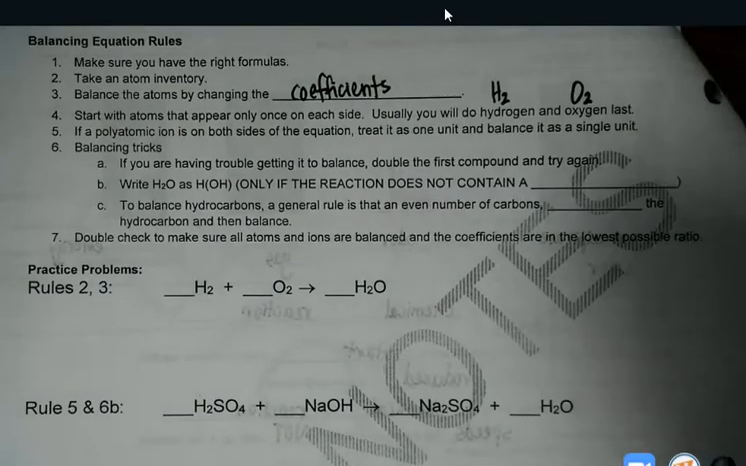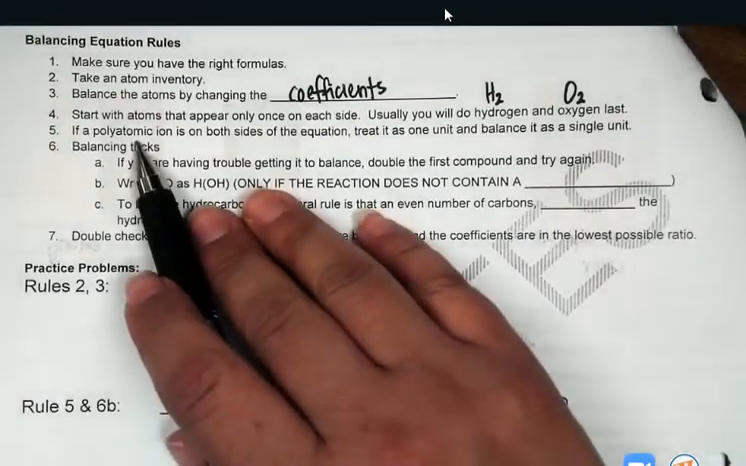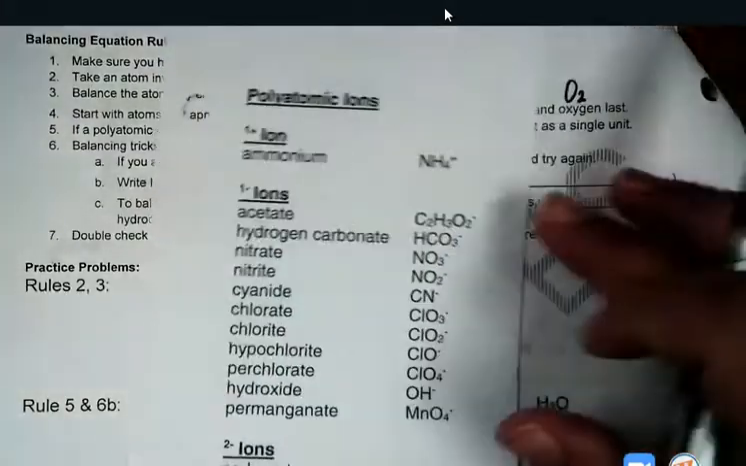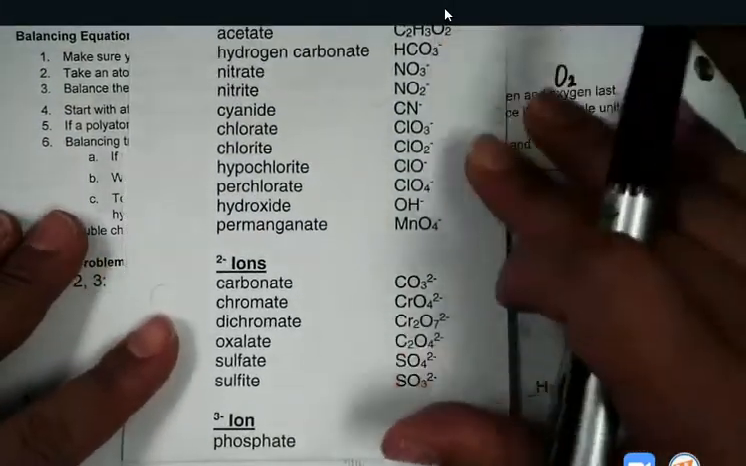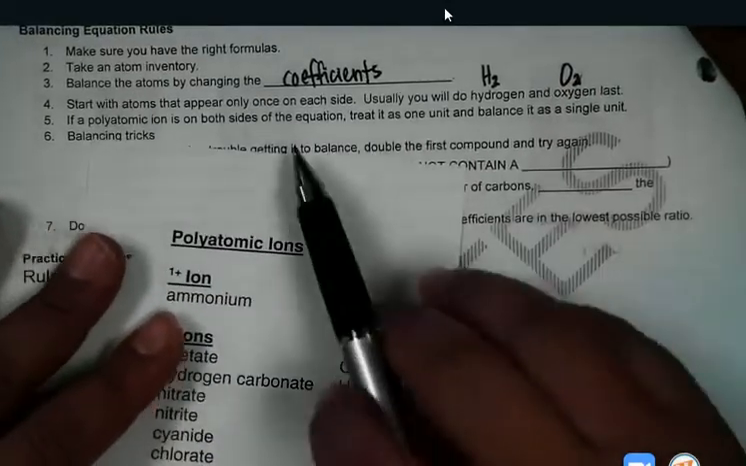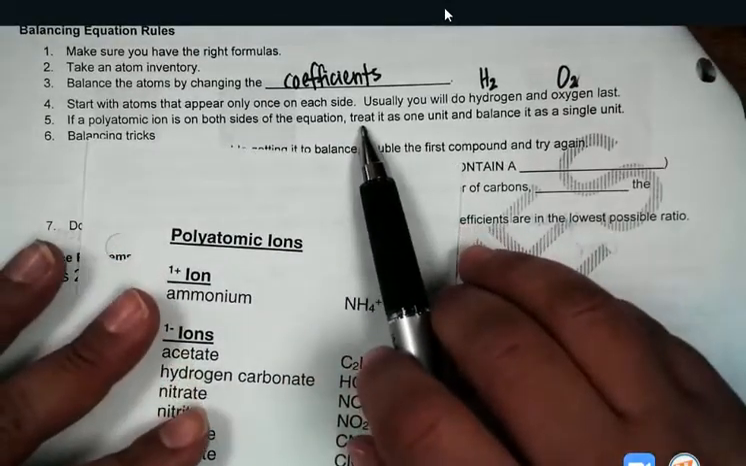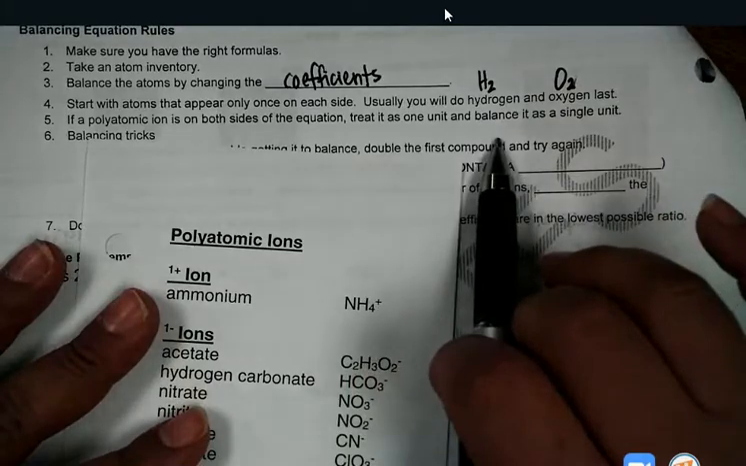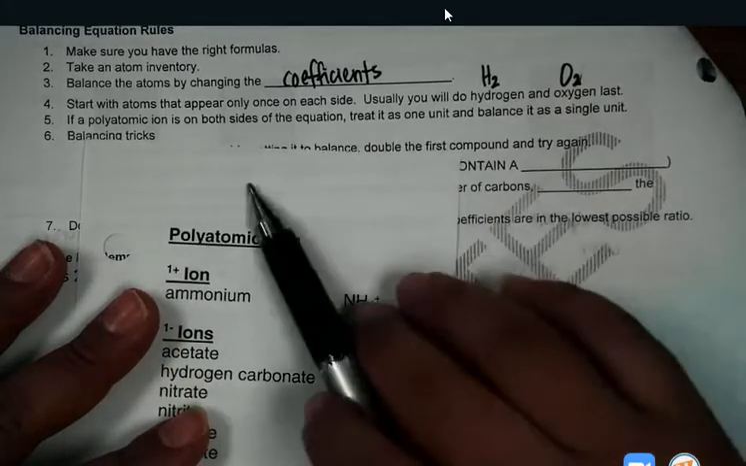If it's a polyatomic ion, remember I gave you a list of your polyatomics. It looks like this. This list is going to help us because if it's a polyatomic on both sides, we're going to treat it as one unit and balance it as a single unit.